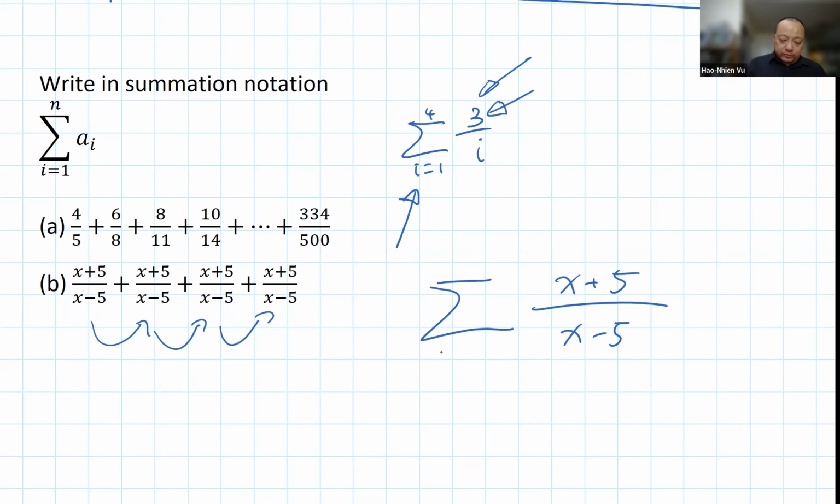And now I just need to fill in the blanks here. i from 1 to, well, this one I'll just count off. 1, 2, 3, 4, so it's 1 to 4. And that's my final answer.